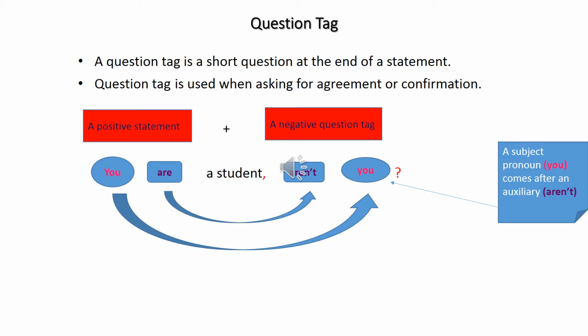We ask this question for confirmation or for agreement. You are a student. أنت طالب. Aren't you? أليس كذلك؟ You are a student, aren't you? أليس كذلك؟ Let's go to the second slide with more examples.